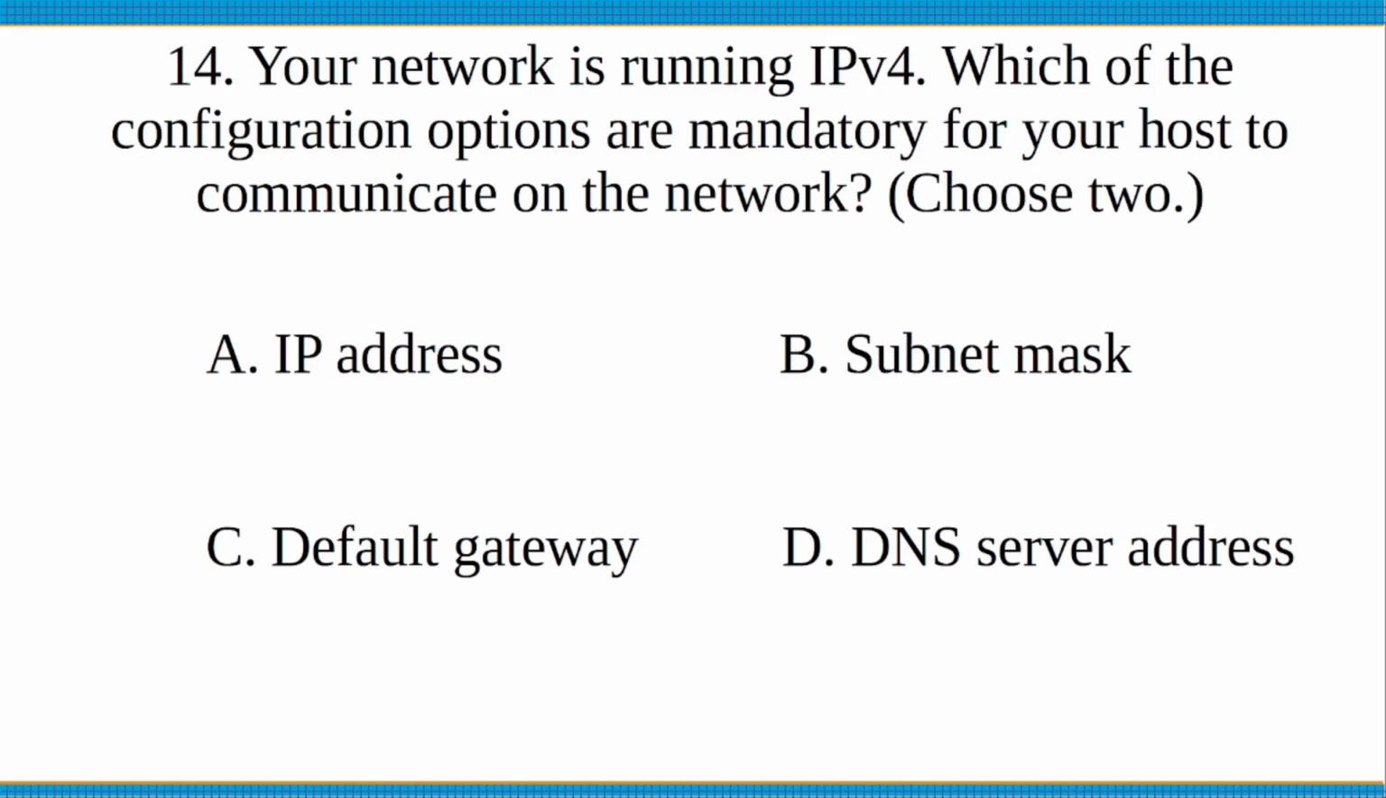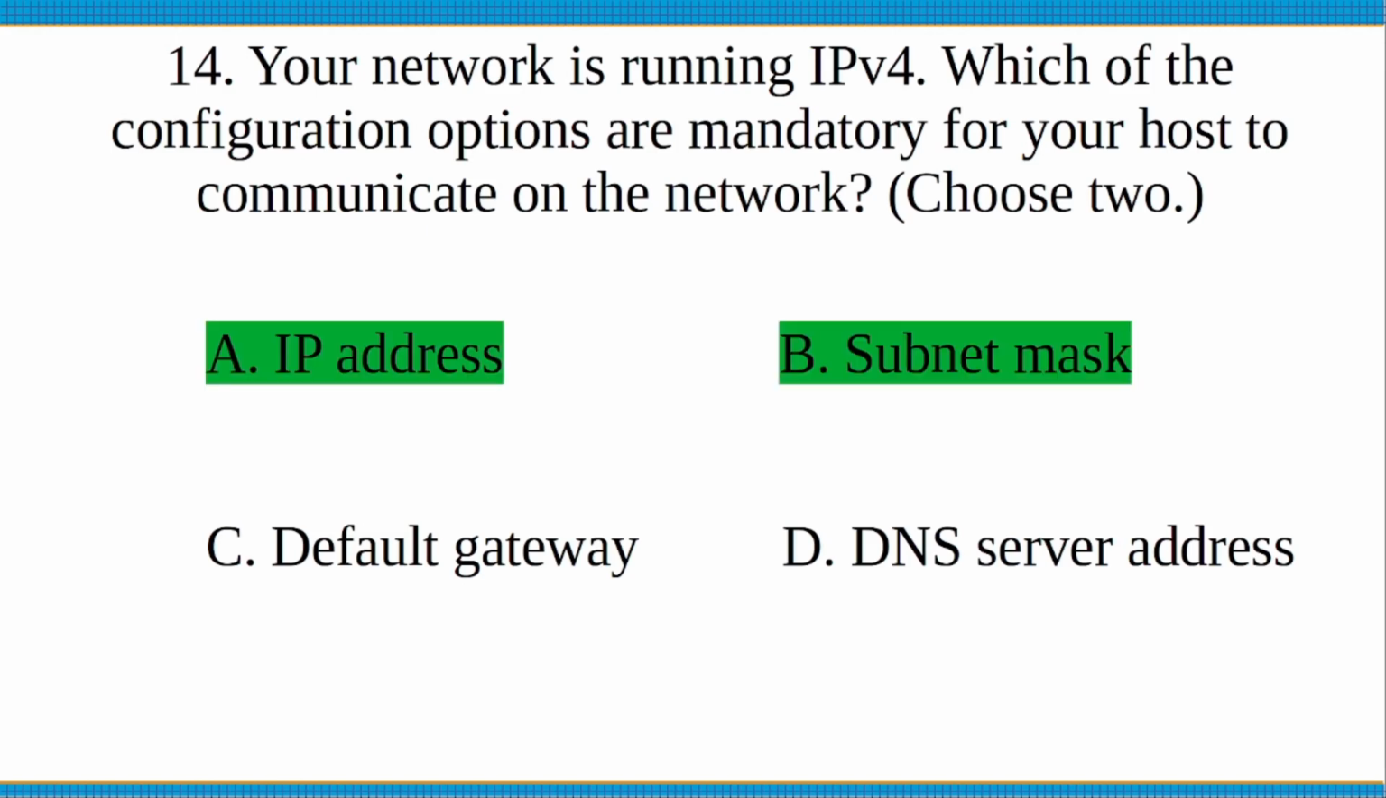Question number 14. Your network is running IPv4. Which of the configuration options are mandatory for your host to communicate on the network? Choose 2. A. IP address and B. Subnet mask. So the only mandatory IP configuration items are an IP address and a subnet mask. If you are not connected to another network, you do not need a default gateway. DNS servers resolve hostnames to IP addresses, but they are not mandatory.